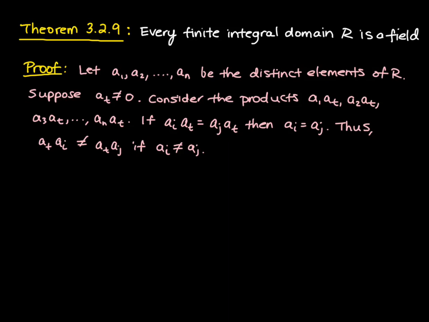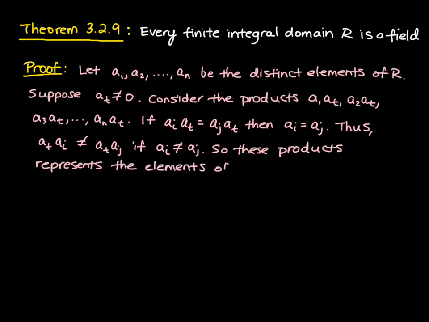So what does this tell us? It tells us that we've got n distinct elements in our ring and we have n distinct products. So these products represent the elements of R. Now they may be in a different order, and that's okay. But the point is, if we take a non-zero element and multiply it by every element in our ring, we're just going to get every element in our ring back. It's just going to be in a different order. These products are all going to equal other elements in the ring, and we're going to get n of them for the n elements that we started with.